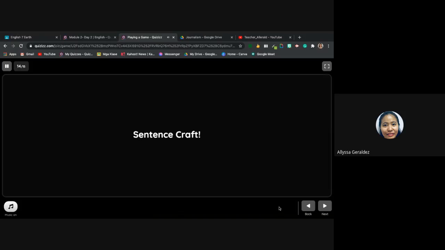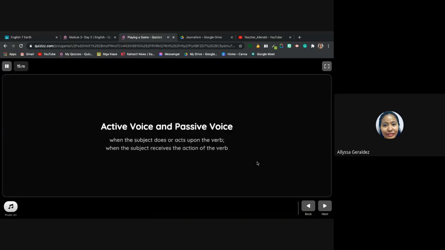And lastly, the children were given candy. Of course, it's passive. So let's be reminded that active voice is when the subject does or acts upon the verb, and then passive voice is when the subject receives the action of the verb.